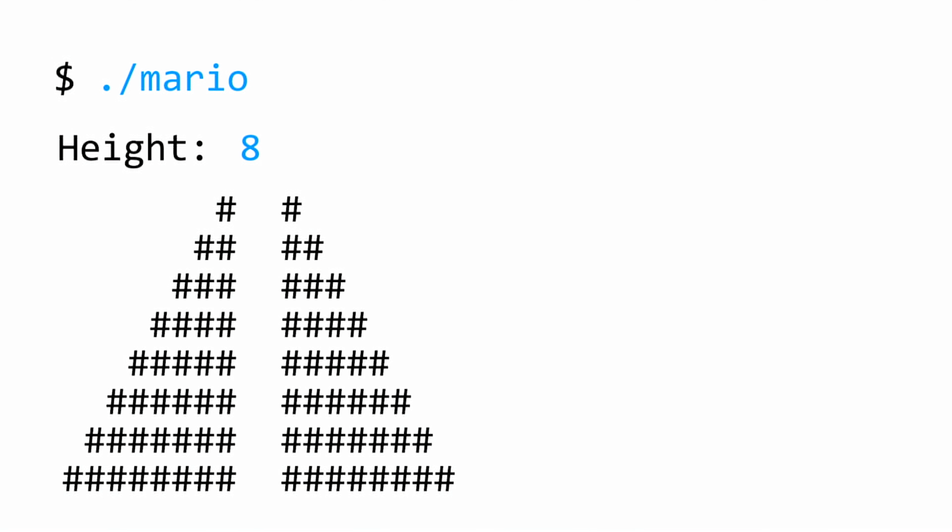And you can test your code by first compiling it by running make mario, and then running ./mario, typing in some height between 1 and 8 inclusive, and then seeing whether the resulting pyramid matches what you expect it to look like.